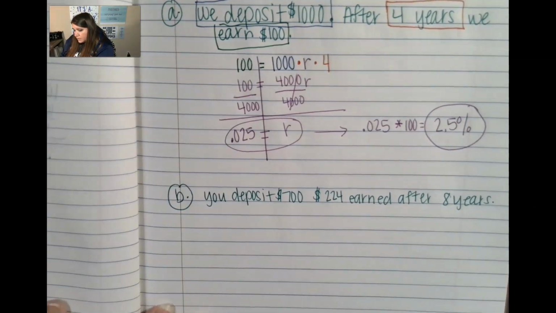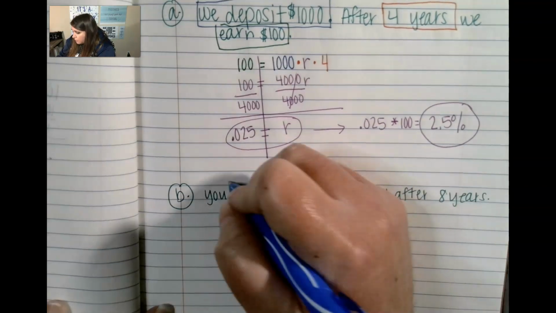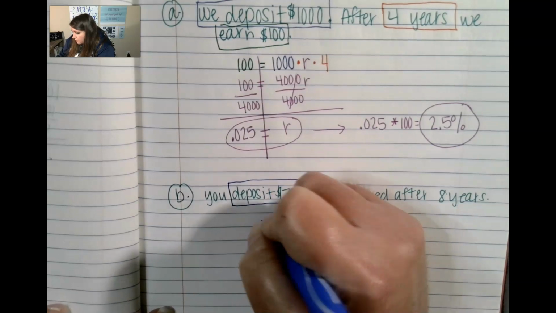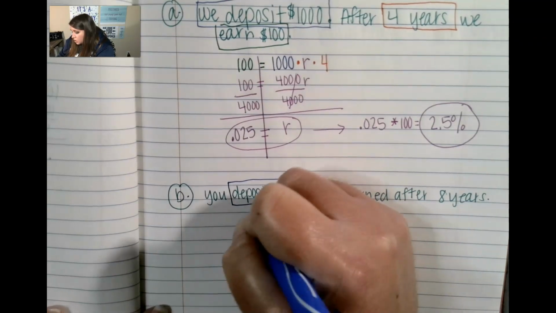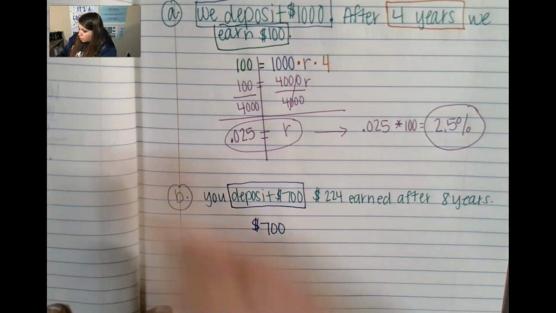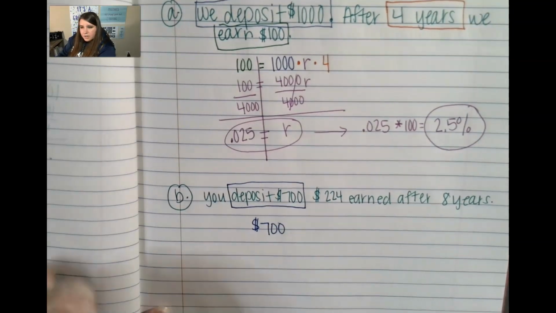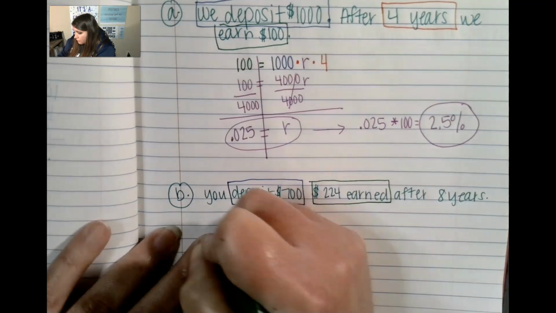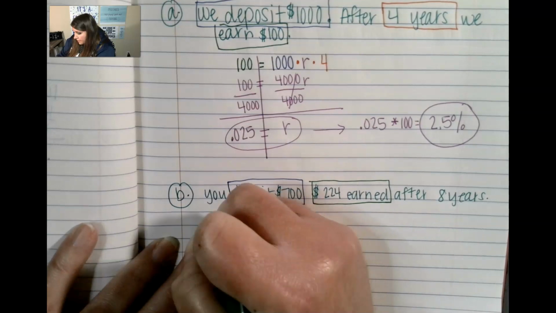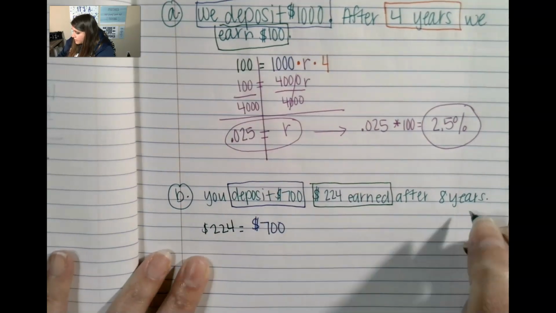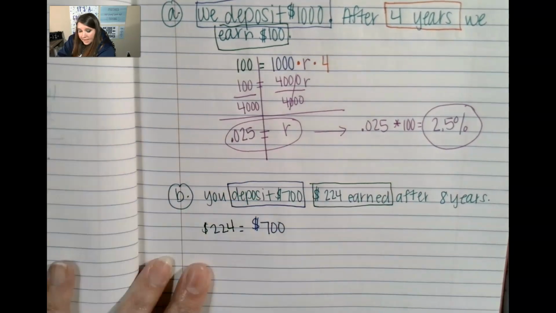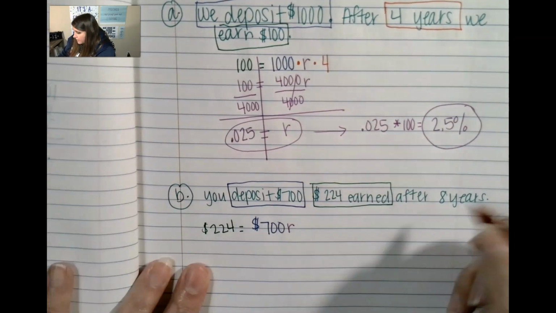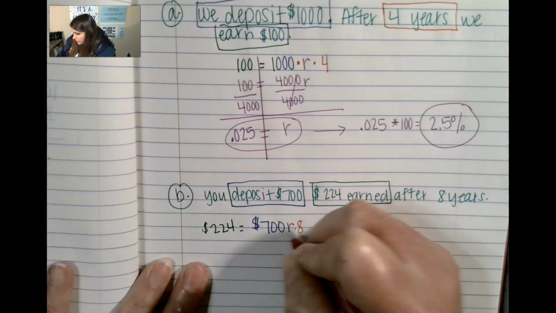So let's look at the different parts. Depositing $700, that's the principal, what we initially start with. What we earn, our simple interest, is $224, and it's after 8 years. Again, we don't know the rate. We're looking for the rate. And our time is 8 years.